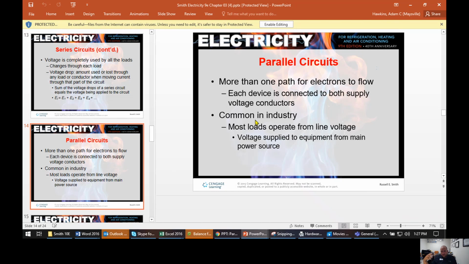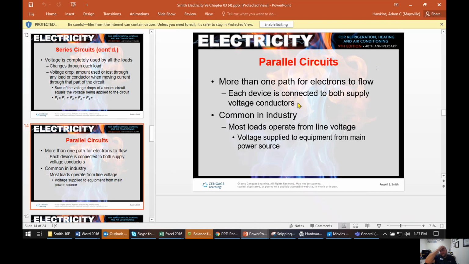Most of the stuff that we're going to work with is going to have parallel circuits or parallel loads, so things that are parallel. That means they each get their own supply. So there's more than one path for electrons to flow, and each one is independent of the others. Now they have the same power supply, but they can do with it as they need to.